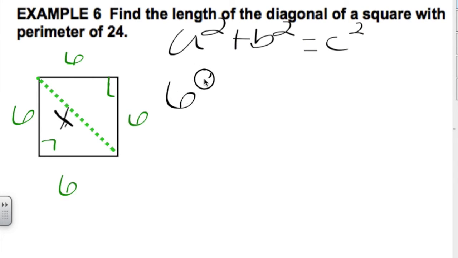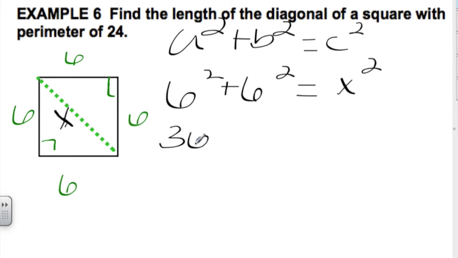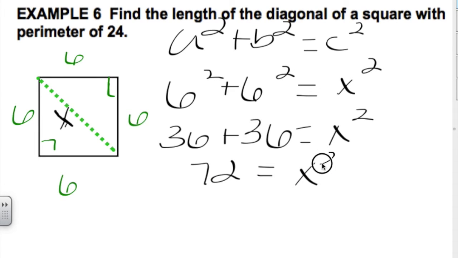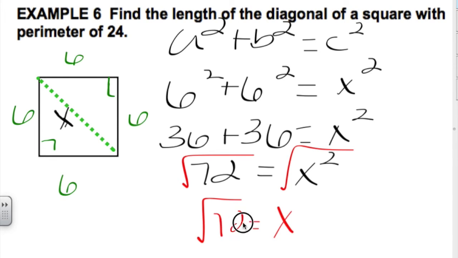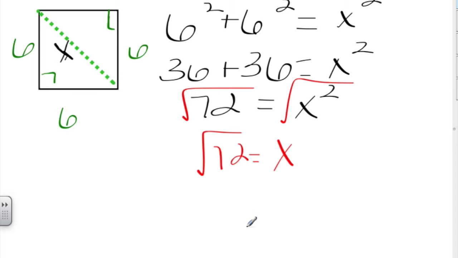So I have 6 squared plus 6 squared equals x squared. 6 squared is 36, so 36 plus 36 equals x squared. So I have 72 equals x squared. Now square root. So x equals the square root of 72. Make sure that 72 is simplified. So square root of 72.